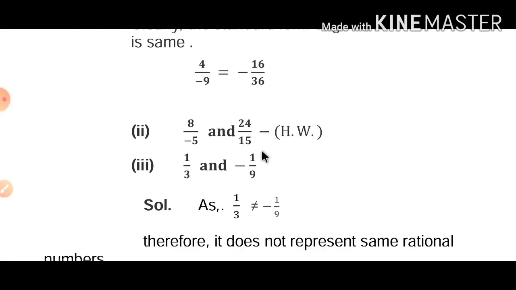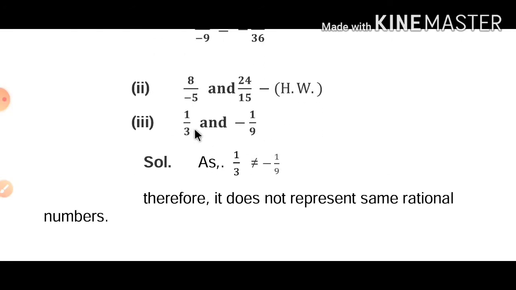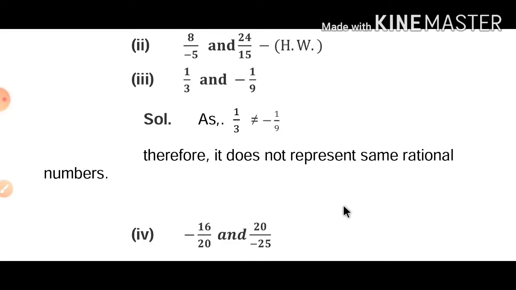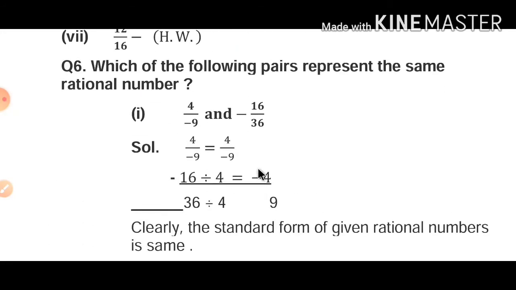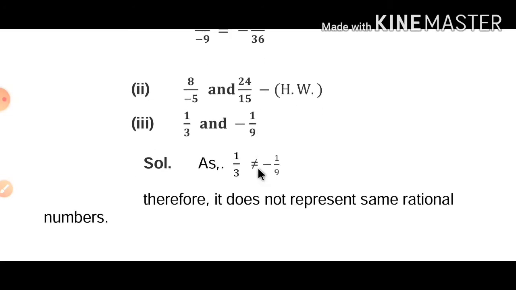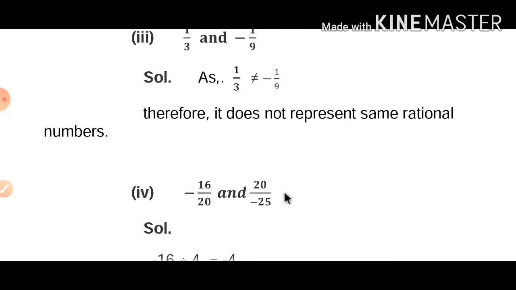Next one is left as homework. Then the third one, 1 by 3 and minus 1 by 9. As you can see, here it is 1 by 3 and it is minus 1 by 9. So directly you can say that they are not equal. Therefore it does not represent the same rational number. We have to see whether both rational numbers are the same, equal or not. Here you can see that one is positive, the second one is negative. So directly also we can say that they are not the same rational number.